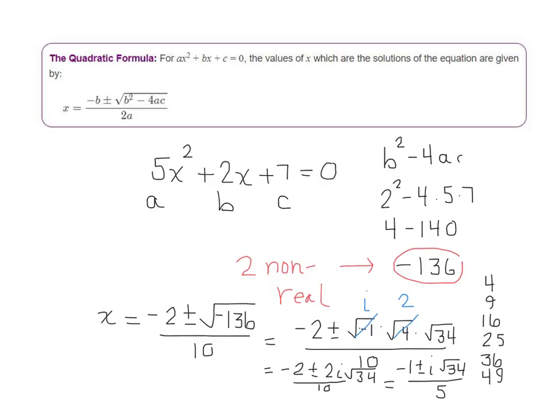So when we answered the original question, determine the nature of the roots, and decided that we had two non-real or two complex, we can see that by continuing on and finding those solutions, we were correct.